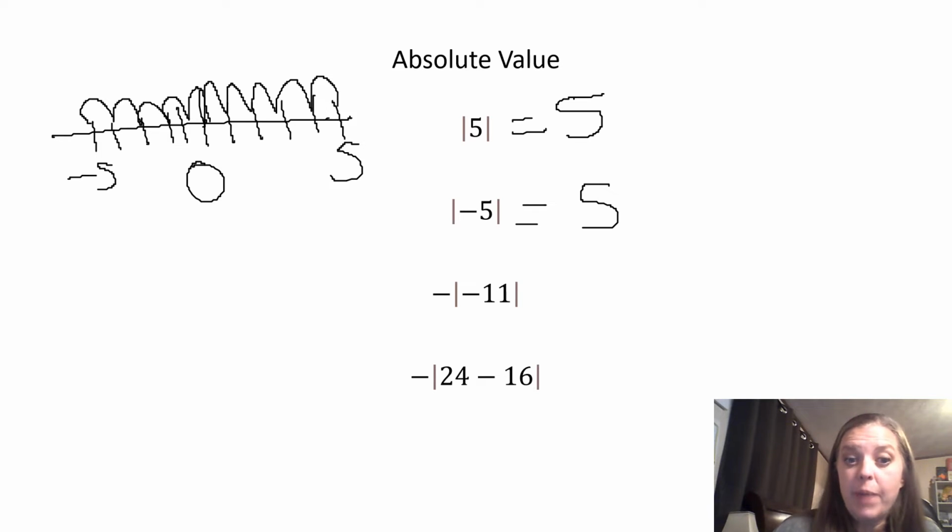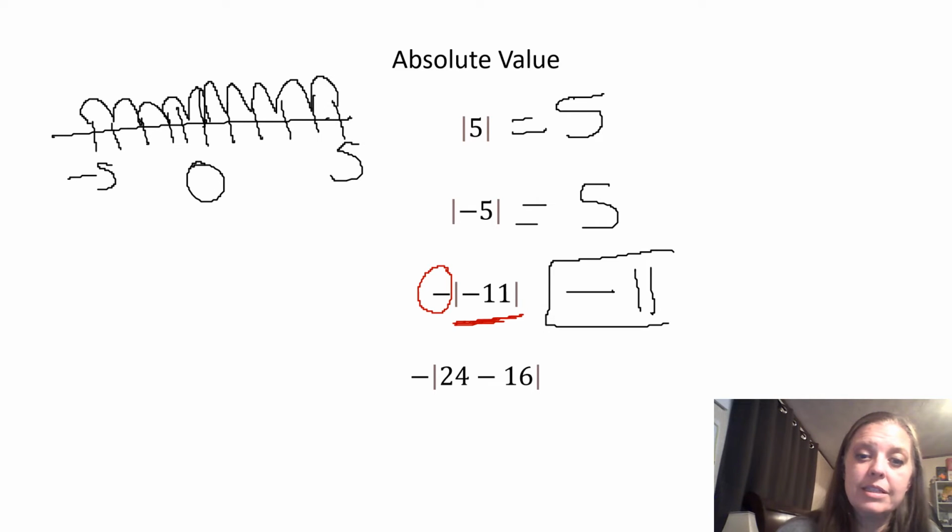However, you need to pay attention, because if I have a negative outside, the absolute value only deals with what is inside that absolute value sign. So in this problem, the negative on the outside stays put. I'm not touching it. Then I'm going to work on the inside of those absolute value signs, and the absolute value of negative 11 is just 11. So the total answer on this is negative 11 because there's a negative outside.